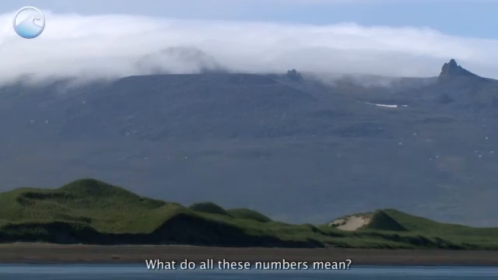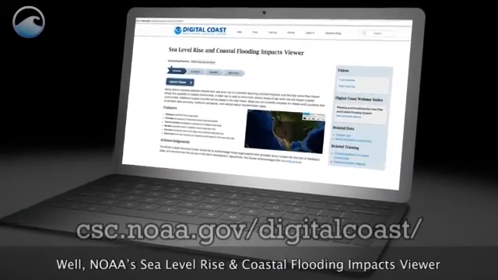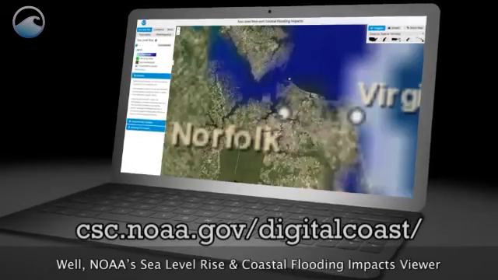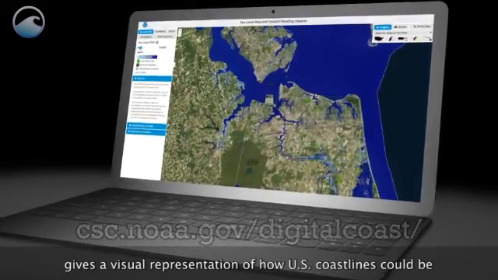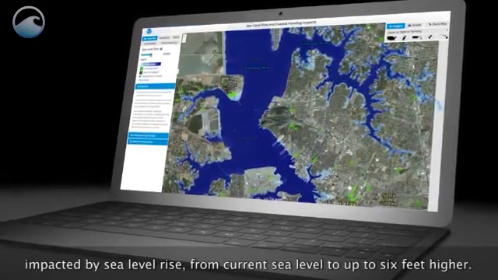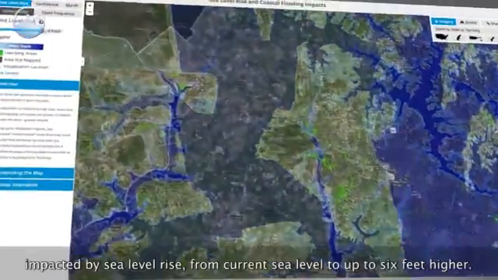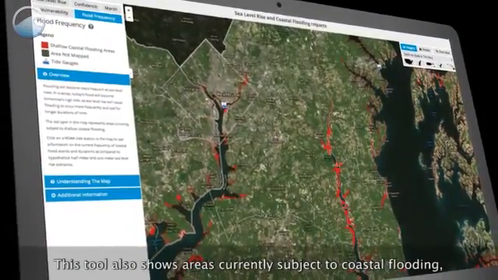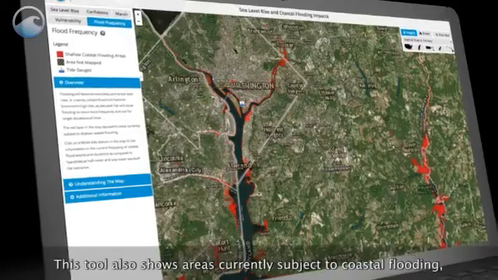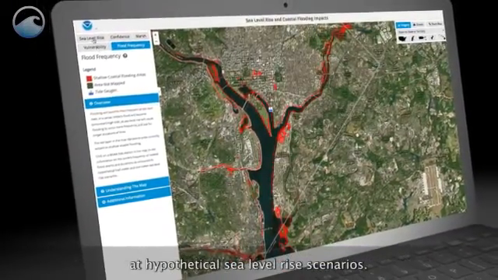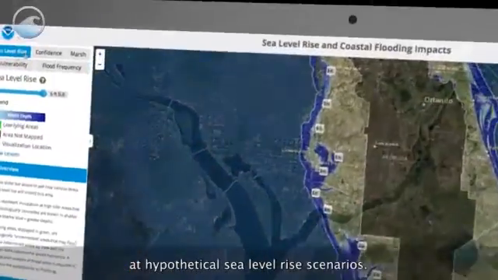What do all these numbers mean? Well, NOAA's Sea Level Rise and Coastal Flooding Impacts Viewer gives a visual representation of how U.S. coastlines could be impacted by sea level rise, from current sea level to up to 6 feet higher. This tool also shows areas currently subject to coastal flooding, as well as projected frequency and duration of flood events at hypothetical sea level rise scenarios.